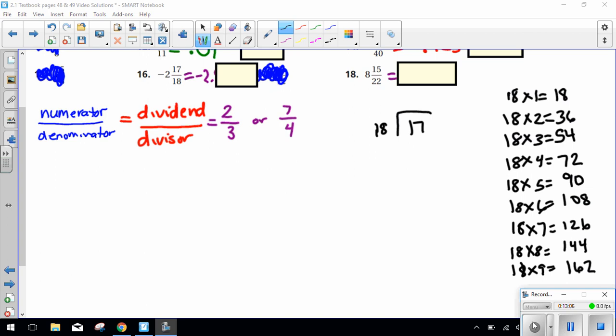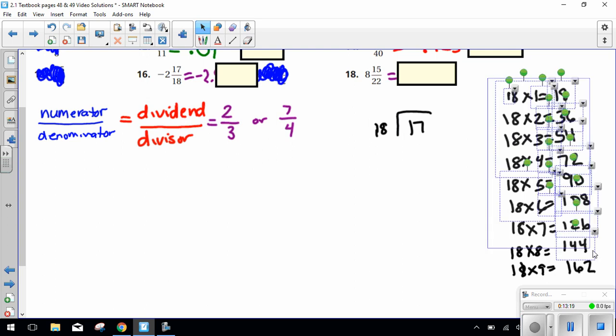Okay, so I'm back. I was gone for about a minute or two. So why don't you take a minute and check your 18 facts with mine. And it is going to make this division problem so much easier.